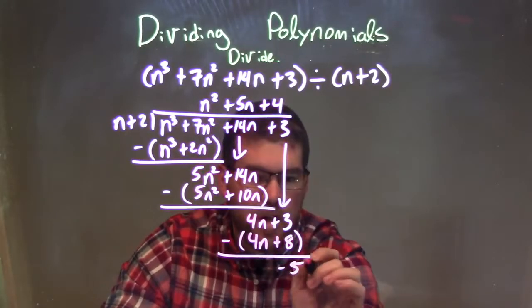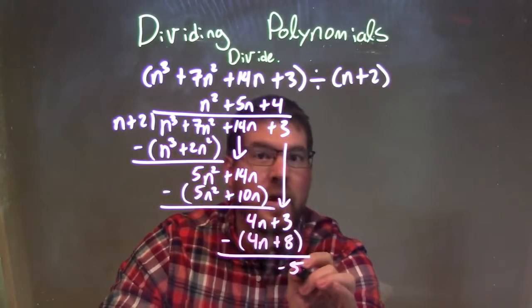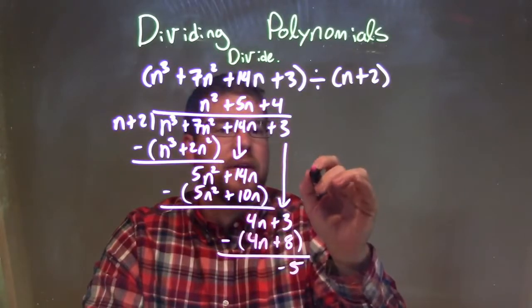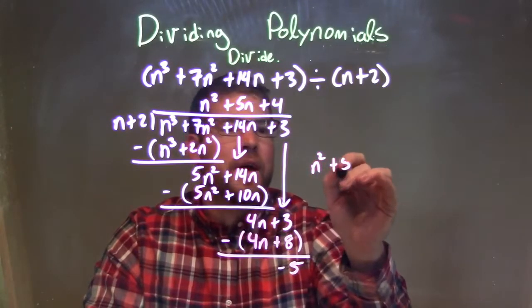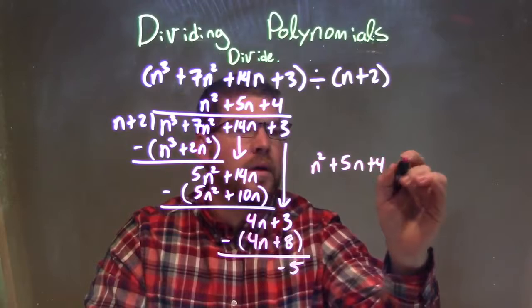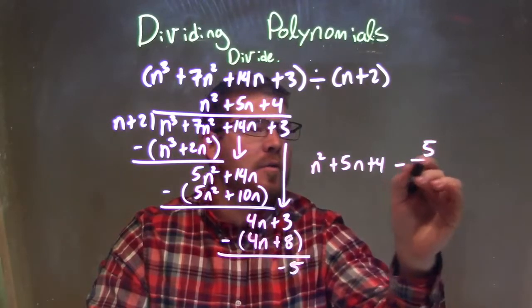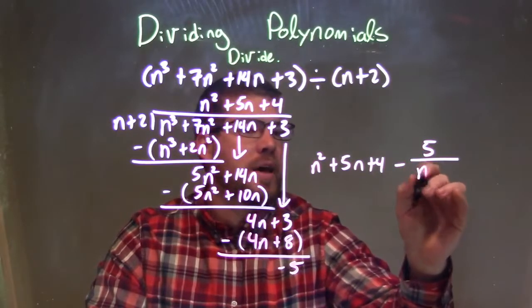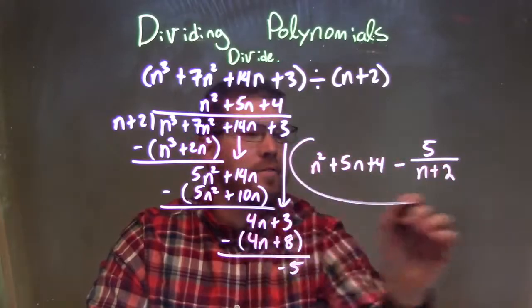And now we're kind of done. That's our remainder, a minus 5 down here. And so my final answer is n squared plus 5n plus 4 minus our remainder 5 over our divisor, which is n plus 2. And there we have it.